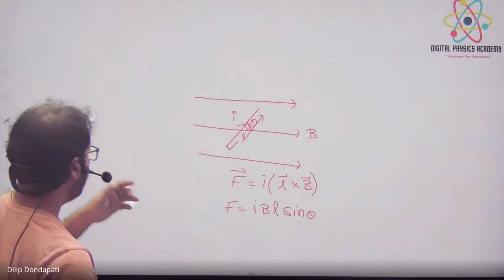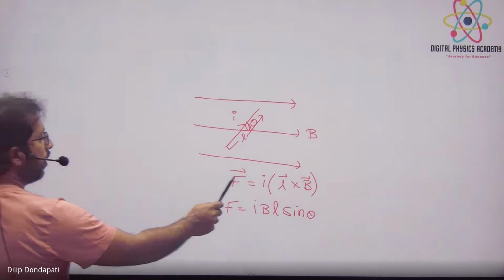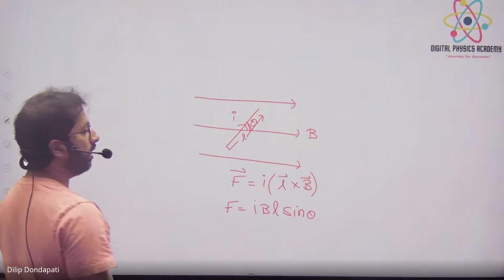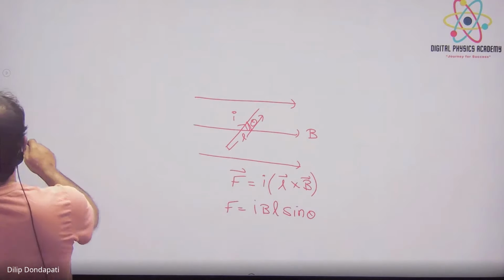Okay, now we will do numericals on this. I into L cross B, and IBL sin theta is the formula we have to learn. Okay, let's go.